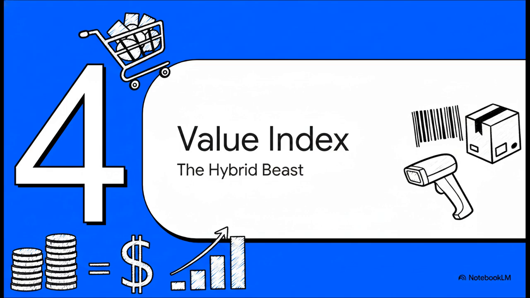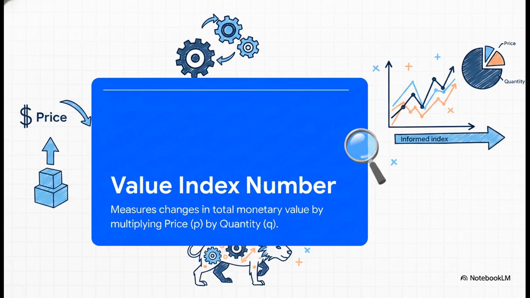All right, on to Section 4. The value index, which we like to call the hybrid beast. So, we are leaving the factory floor and heading straight to the retail checkout counter. The value index is what happens when price finally meets quantity. We absolutely love calling this the hybrid beast because it measures changes in the total monetary value by simply multiplying our price, P, by our quantity, Q.